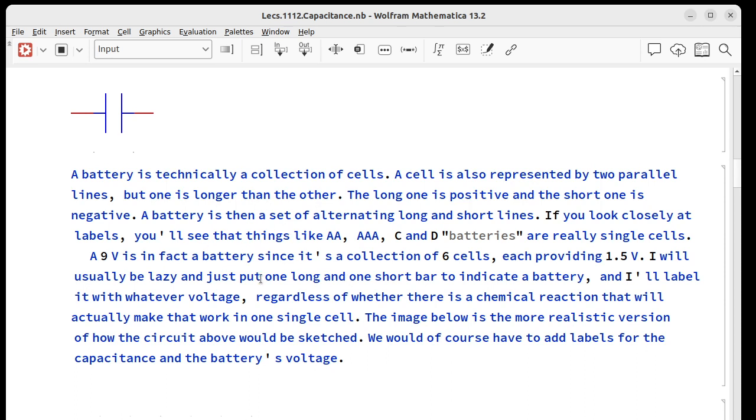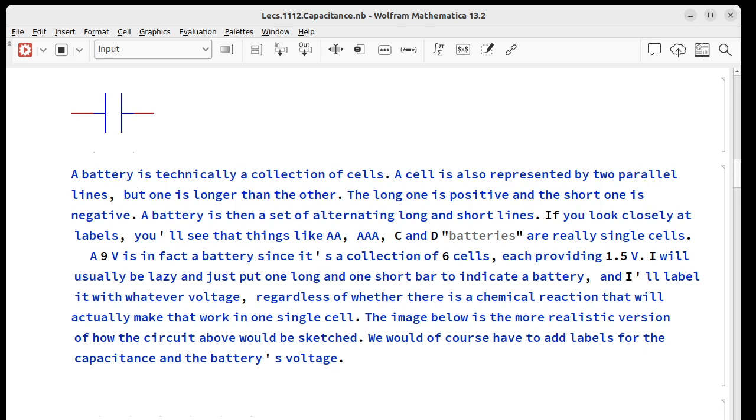The next time your remote control dies, if you look at the battery that you put in it, we call it a battery, but if it's a AA, AAA, C, or D, if you actually look at the package, it'll say dry cell on the outside. 9 volt, on the other hand, those things are batteries because it's a collection of 6 cells, each one of them providing 1.5 volts potential difference.